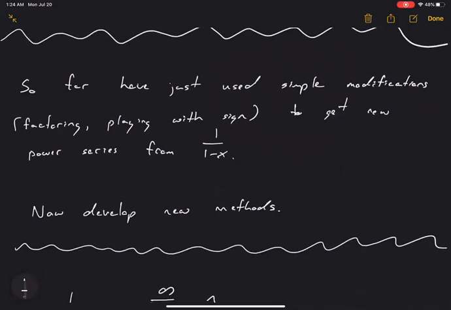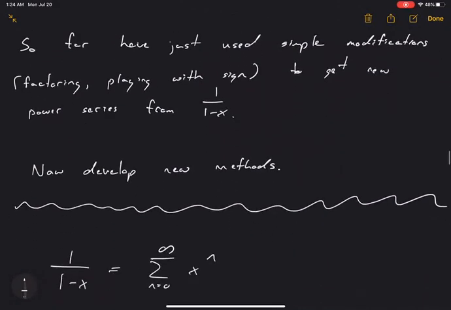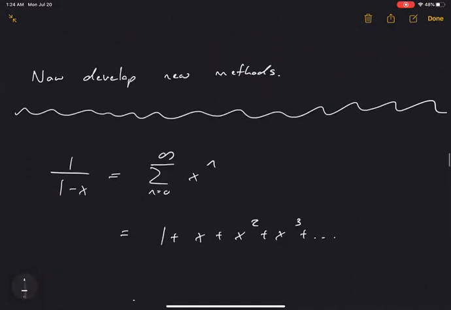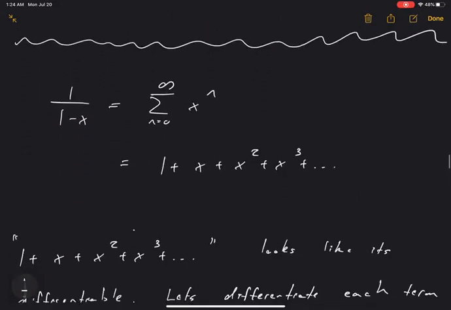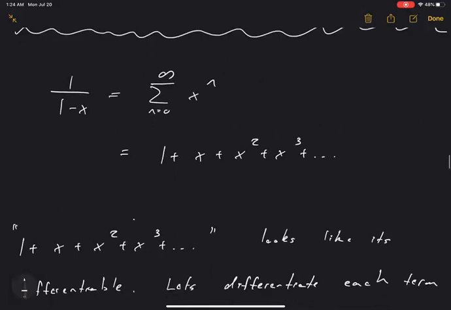Now let's develop a couple of new methods, and these new methods are going to rely on differentiation and integration. So let's say I have 1 over 1 minus x, and we're saying that is equal to this power series, x to the power n, on the interval negative 1 to 1. Remember what that power series is: 1 plus x plus x squared plus x cubed, and so on.